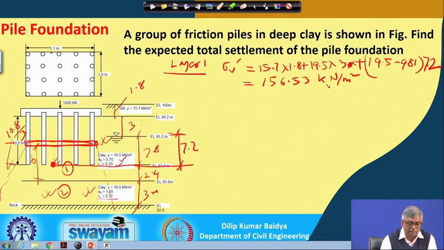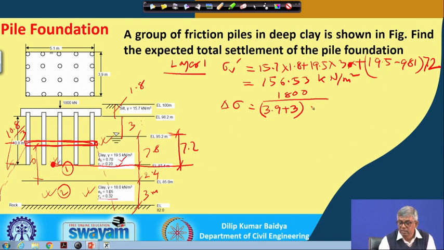And what will be the width of the footing at the middle of the clay layer? Actually, this dimension is given 3.9 by 5.1. So, delta sigma v for layer 1 will be equal to q design, 18,000 kilo Newton, divided by 3.9 plus 3, because it was total 6, so in between 3 meter, and 5.1 plus 3. So, that gives you a value equal to 32.2 kilo Newton per meter square.